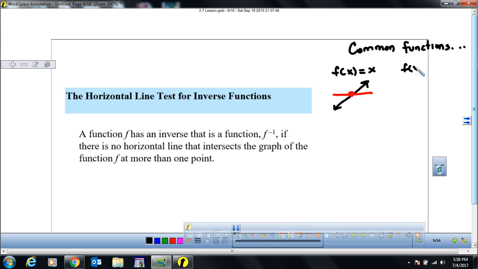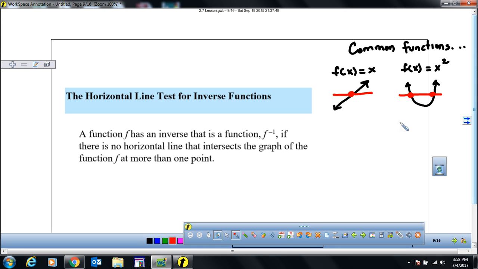Now, we also covered f of x equals x squared. Does this function represent a function that has an inverse function? The answer for this will be that it doesn't, because if I draw a horizontal line on this function, any horizontal line is going to intersect the function more than once. So this one we say it does not have an inverse function, right? So I'm going to say it does not have an inverse function.